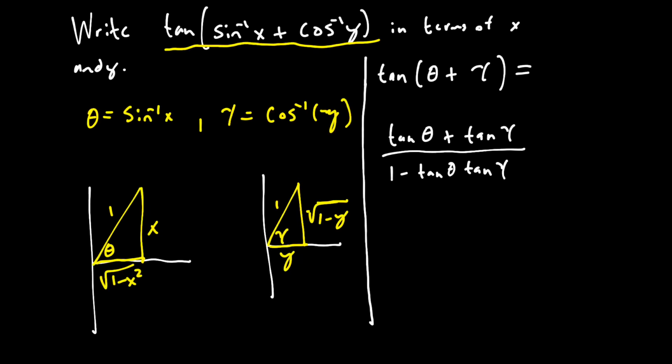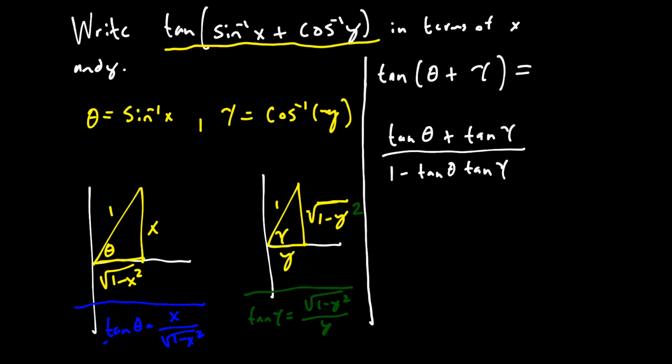Now we can evaluate tan theta using this right triangle, and we can evaluate tan gamma by using this right triangle. So tan theta is going to be equal to x divided by the square root of 1 minus x squared, and tan gamma is going to be equal to the square root of 1 minus y squared divided by y. I'm missing a y squared there.